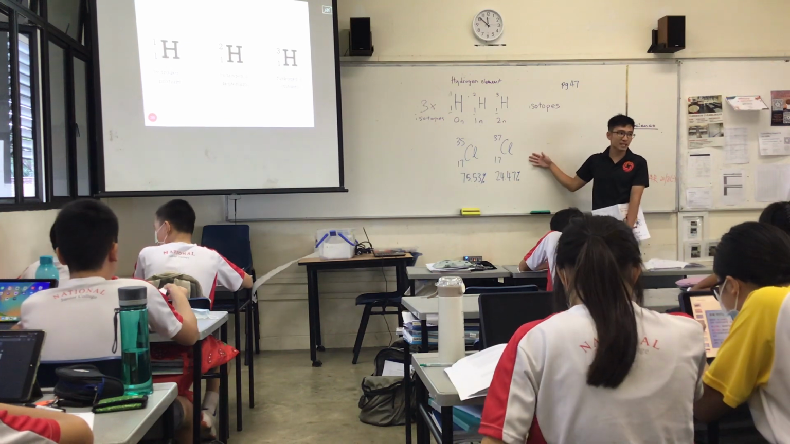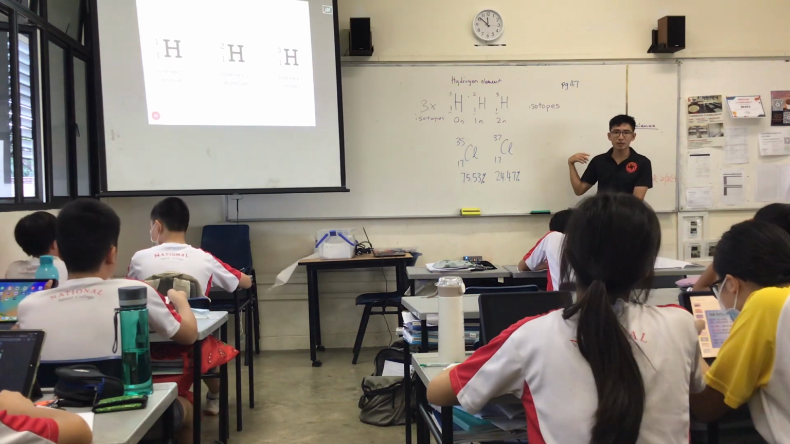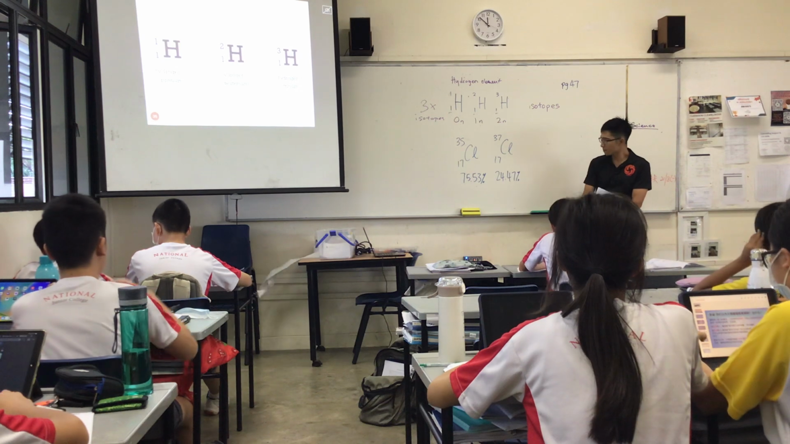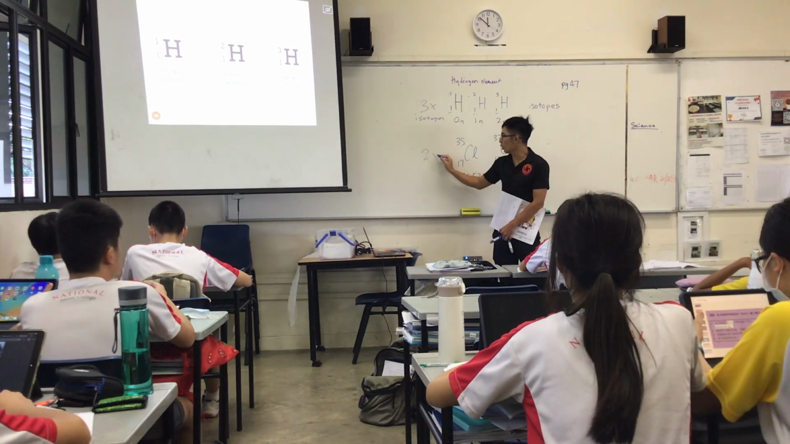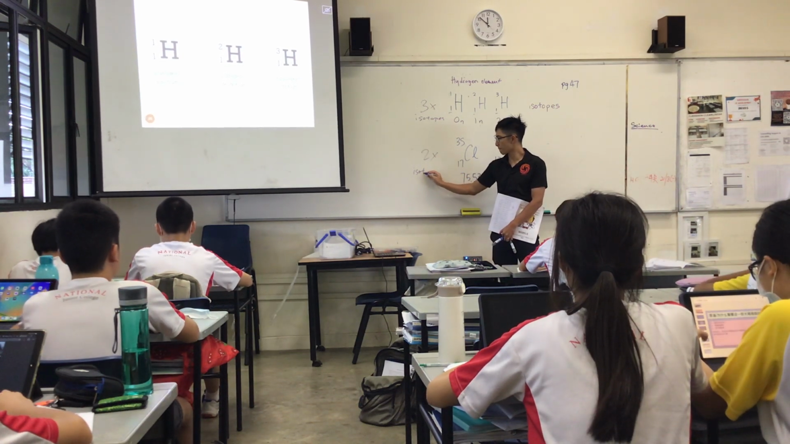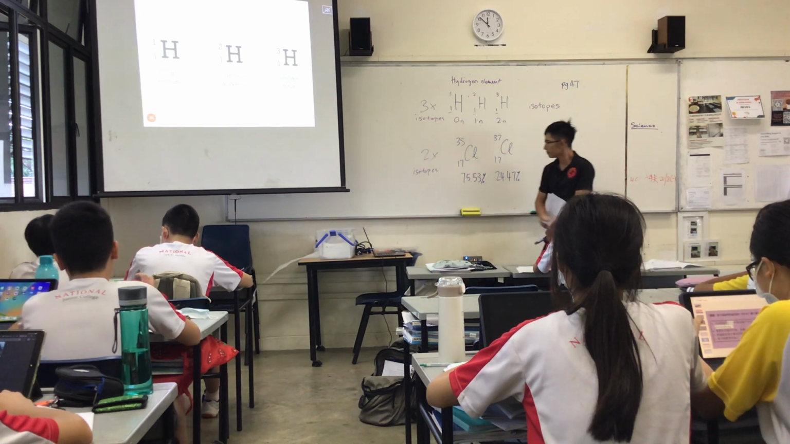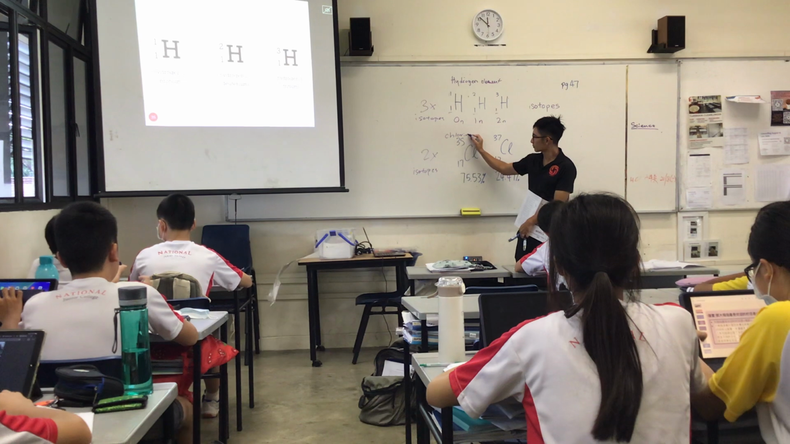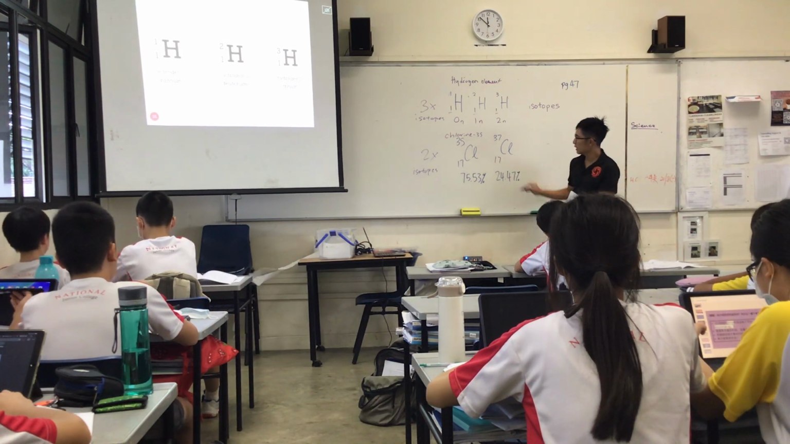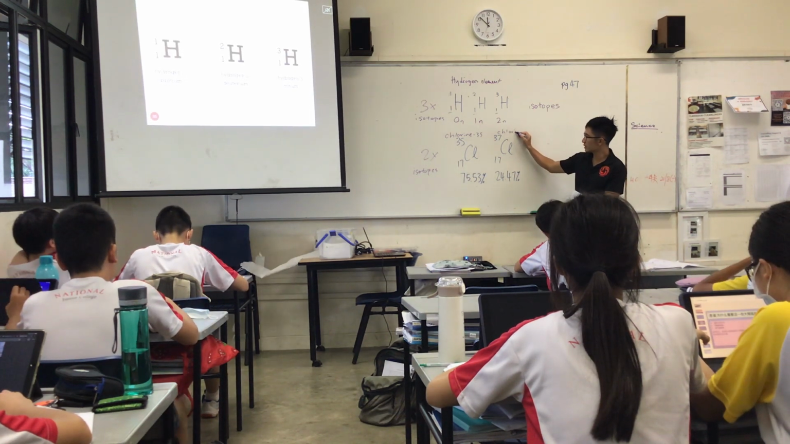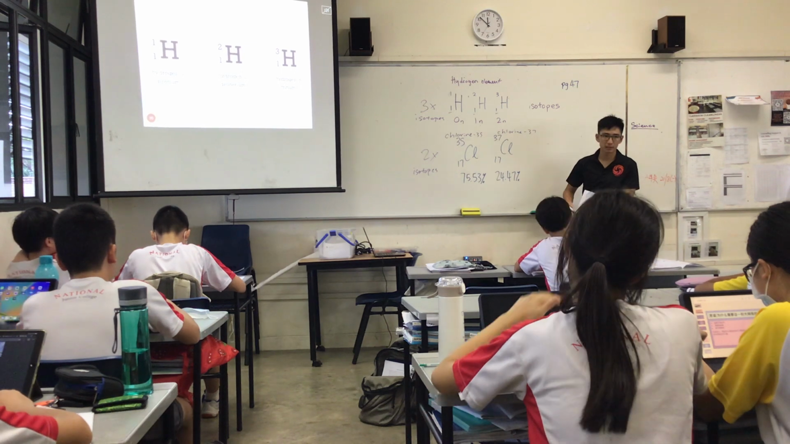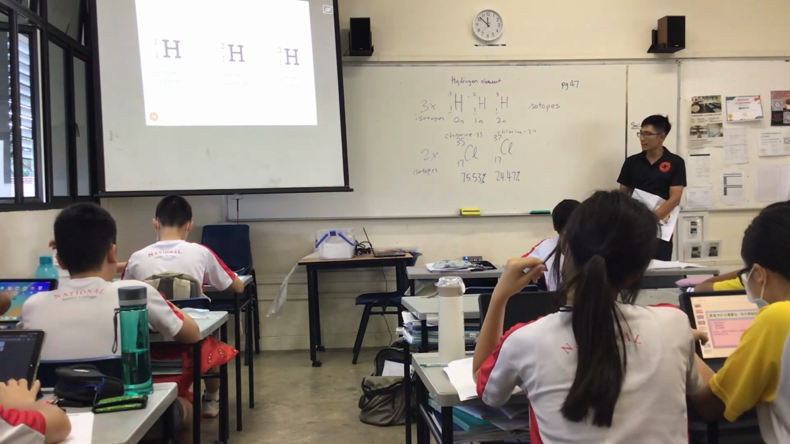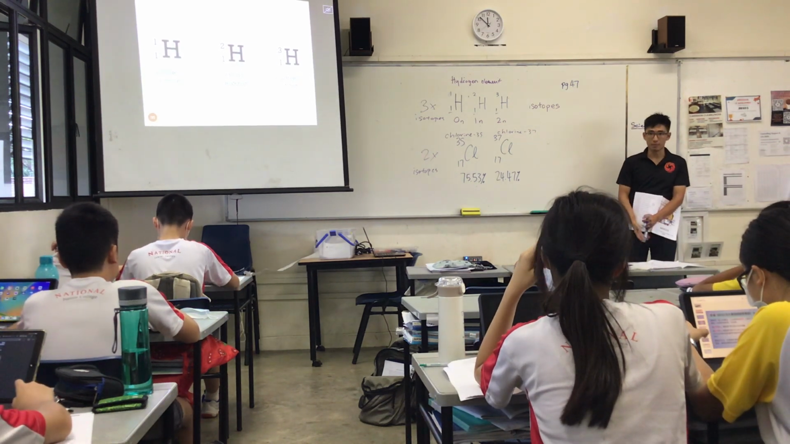Let's look at chlorine as an example. In reality, there are 2 types of chlorine. There are 2 isotopes of chlorine. There is chlorine 35 and there is chlorine 37. There are different isotopes for every element.